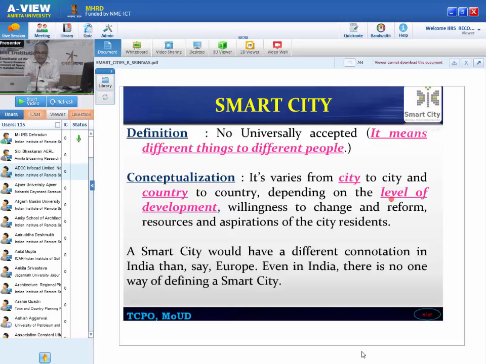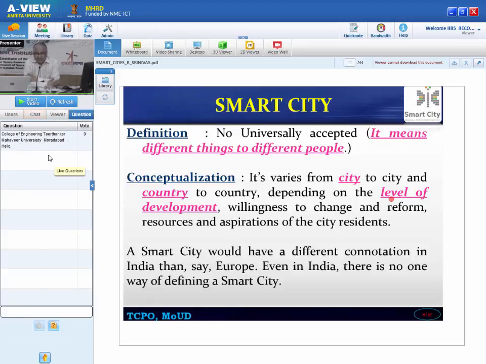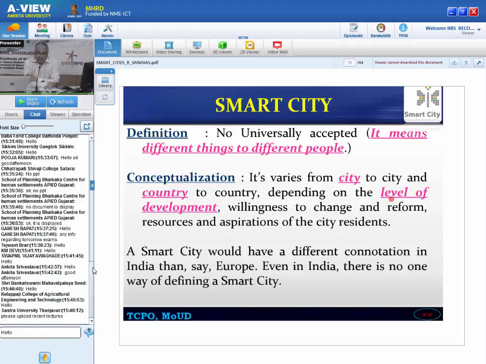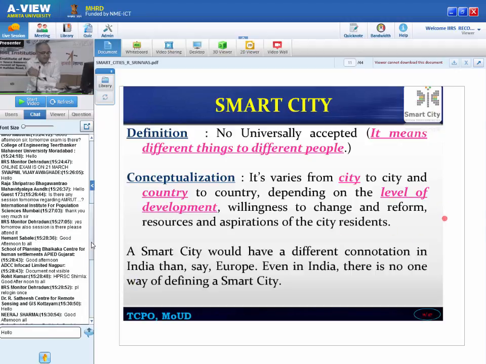Then a smart city would have a different connotation in India than, say, in Europe. Even in India, there is no one way of defining a smart city. In Europe, there are different contexts to define the smart city. And India is a huge country with vast geographical variations, so there cannot be one way of defining it. It will vary from city to city, depending upon the physiographical conditions. One can always define a city in its own manner.